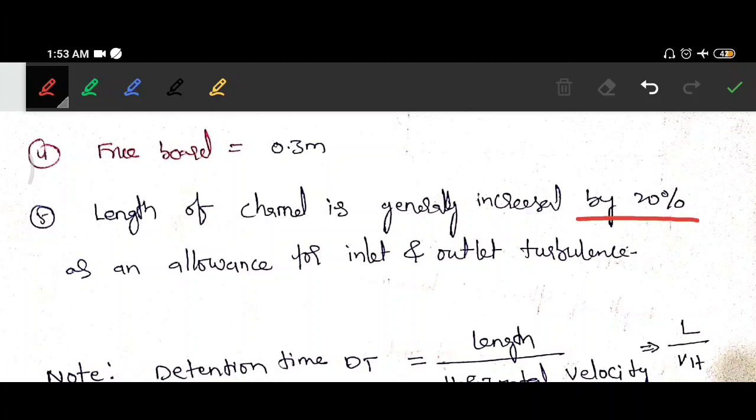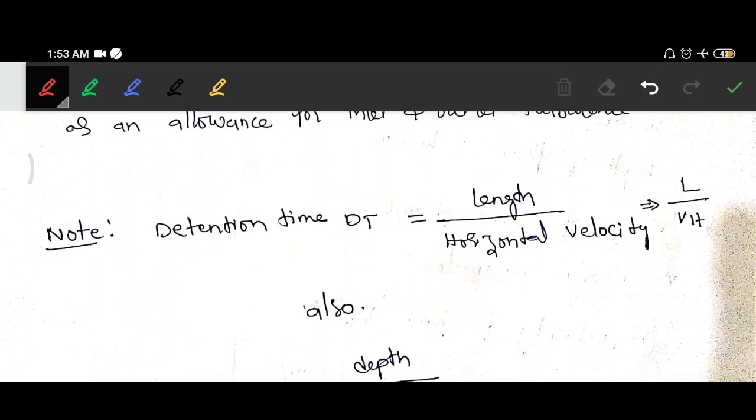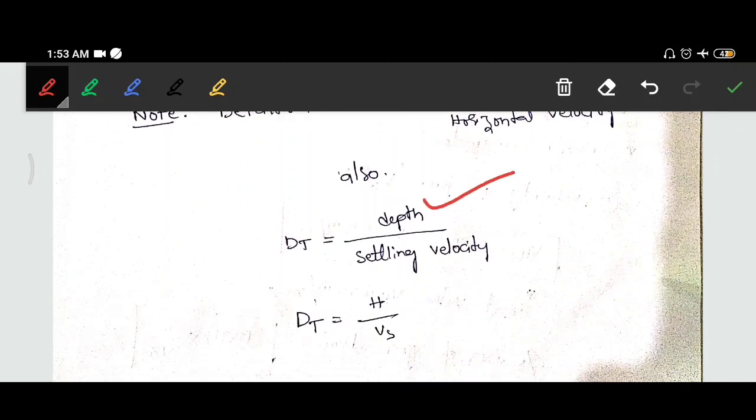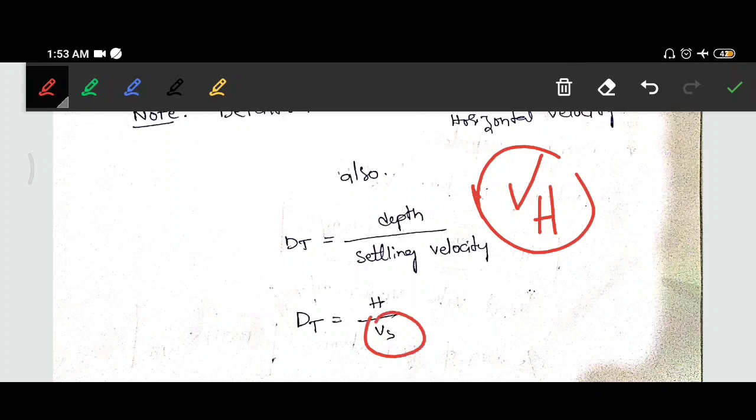So as per design, the length of channel is increased by 20% as an allowance for inlet and outlet turbulence. So we have a formula for detention time, that is length upon horizontal velocity, that is VH. And also we have another formula, that is depth upon settling velocity. Depth is nothing but the height of the chamber divided by settling velocity. So here VH is the velocity of flow, that is horizontal velocity, and Vs is the settling velocity. Okay.